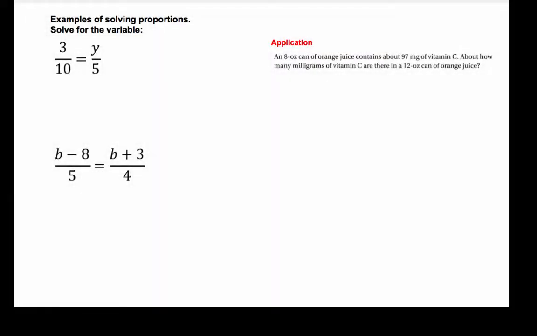First one, we have 3 over 10 equals y over 5. It's a proportion, one fraction equaling another fraction. We have an unknown value in that proportion, y. So what we're going to do is we're going to cross multiply. We can multiply 10 times y, that's 10y. And we can multiply 3 times 5, that's 15. So what we've done is we've taken the proportion and we've turned it into a fairly simple equation that we can solve. Divide both sides by 10 and y equals 3 over 2. And in this case, it would be okay to put 1.5 because it's a terminating decimal.